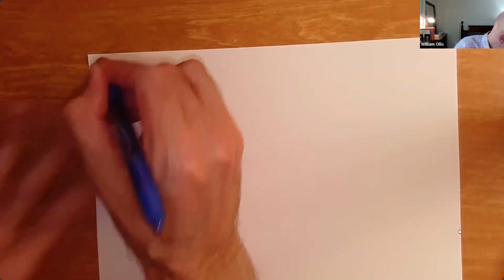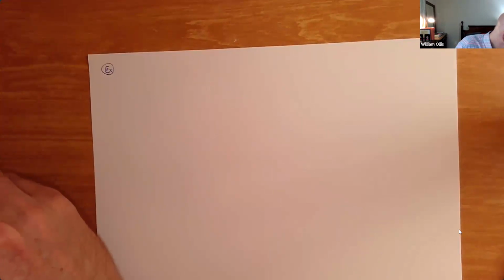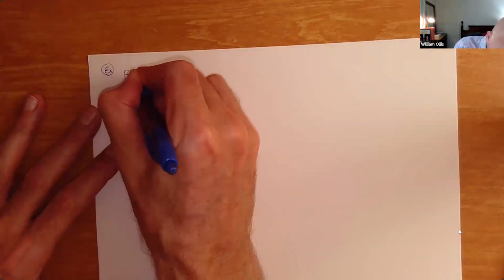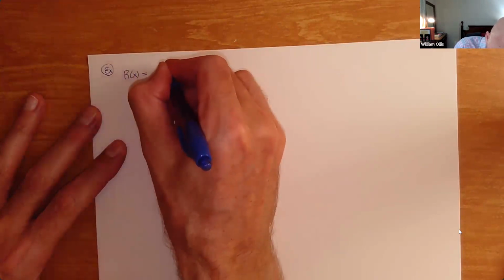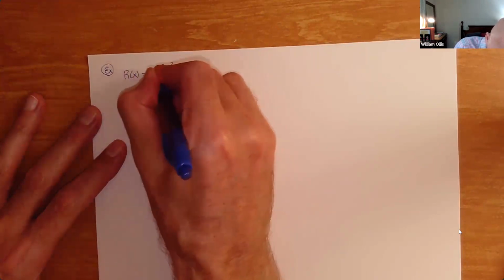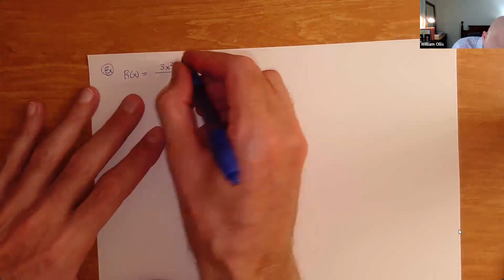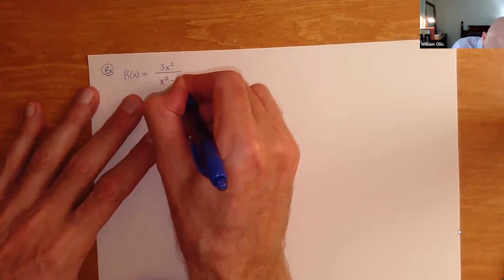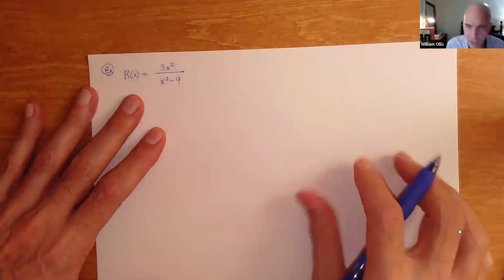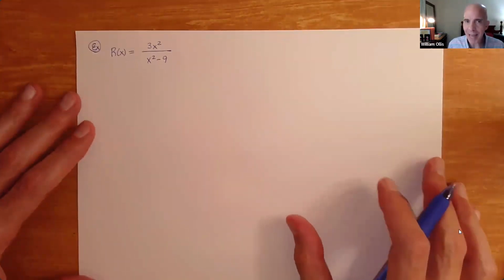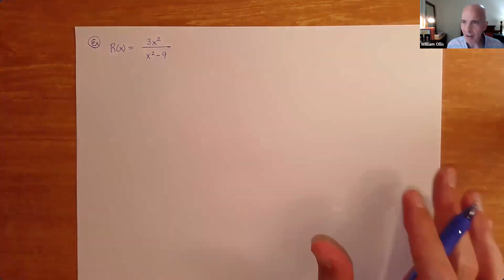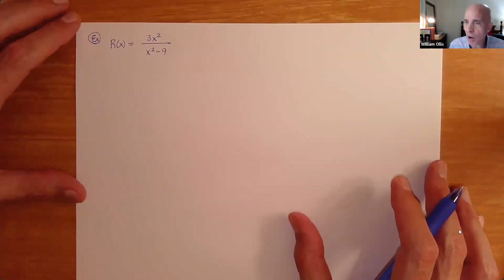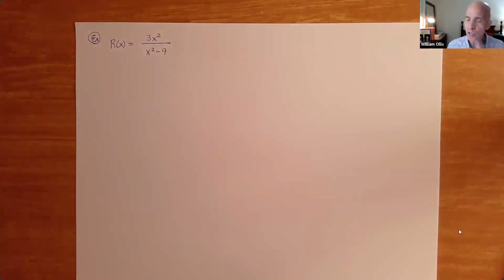So let's take an example here. Let's take one where we've got the degrees equal. So we're going to say r of x equals 3x squared divided by x squared minus 9. Now, again, you can always make up functions and practice your craft of mathematics. If you run out of problems to do, probably that won't be the case, but you can always make up problems and test your understanding.